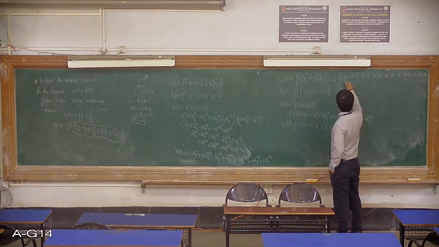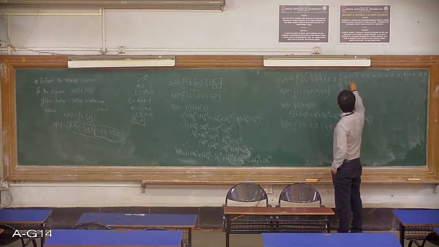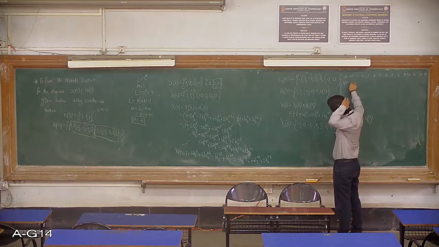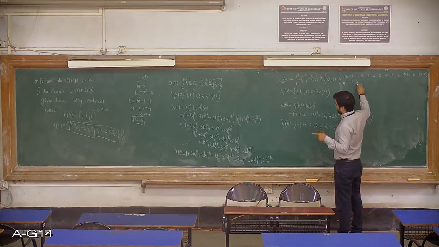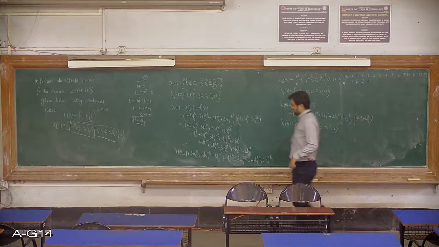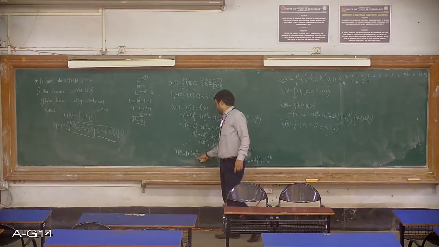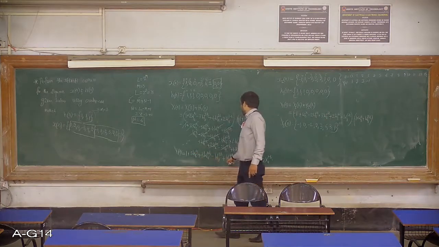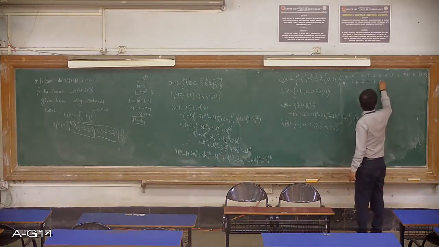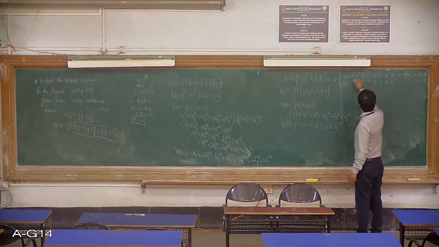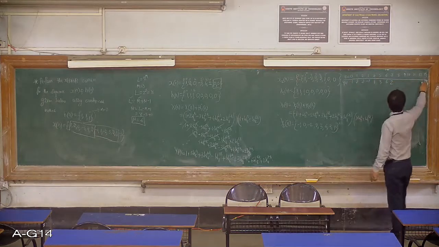So I will write here y1 of n. So y1 of n, what is n equal to 0? It is 1, 3, 3, -1, 1, 3, 6, 2. This is only for reference.